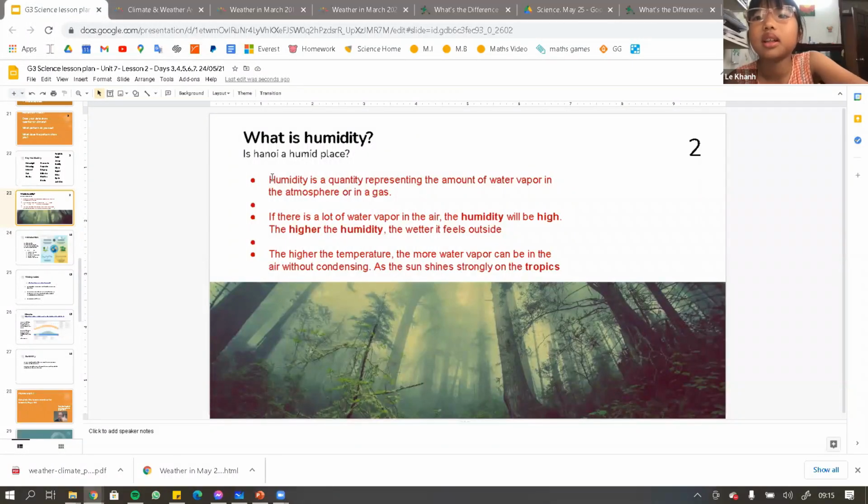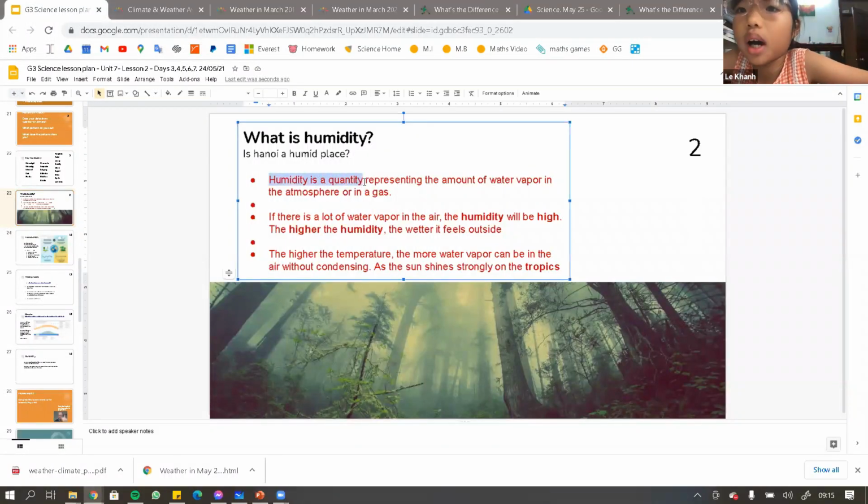Likang, can you please describe to me what is humidity? Humidity is a quantity representing the amount of water vapor in the atmosphere or in a gas.